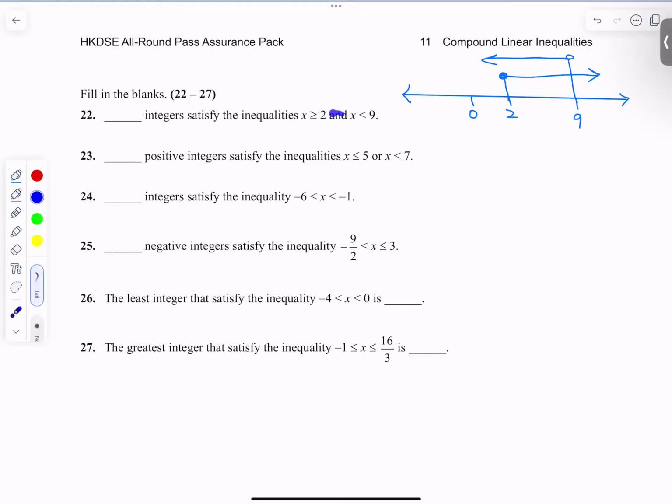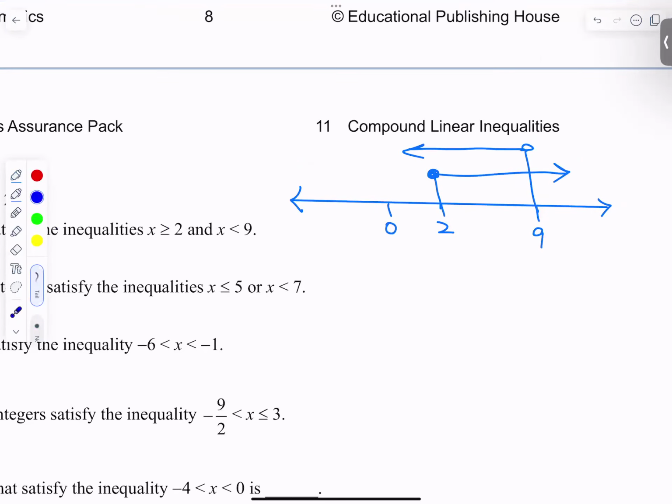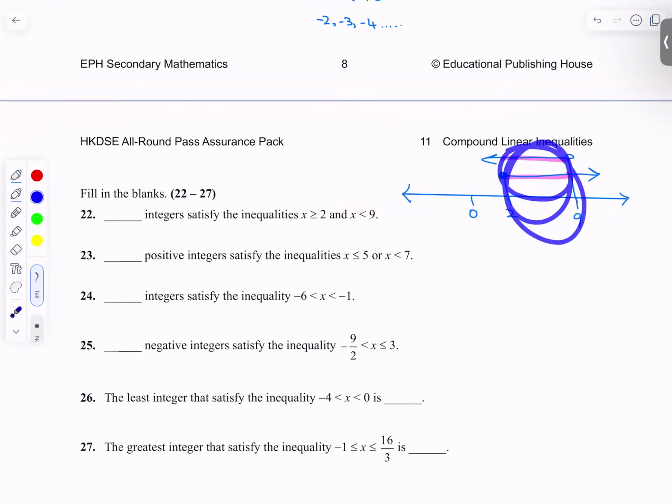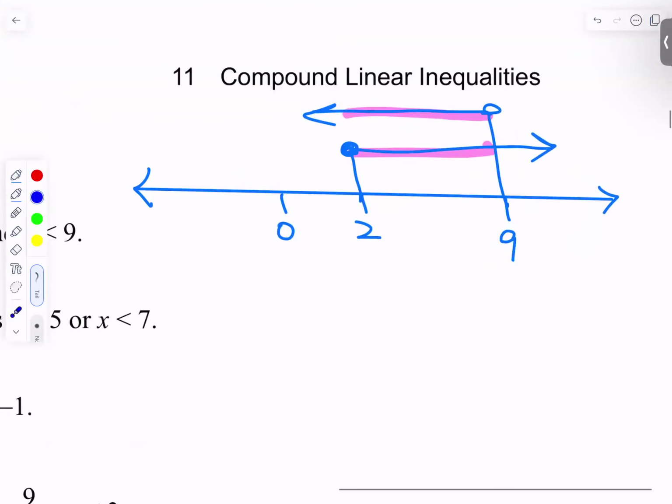So it's an and question. And means, and they met. So where are they meeting? They're meeting between 2 and the 9. So between these things, can you tell me how many numbers are there? How many integers are there? How many things are there?